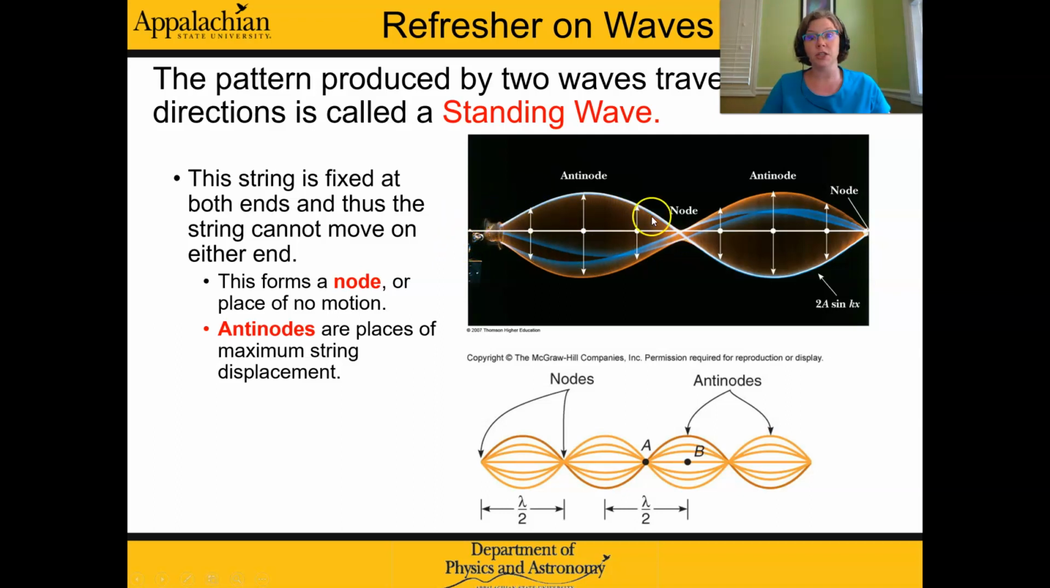So a few definitions. A node is considered a place where the displacement of the string from the x-axis is 0. So a node is a 0 place, and an antinode is a maximum. You notice up here we have antinodes in the middle of the large distance here, and a node is at the small distance here.